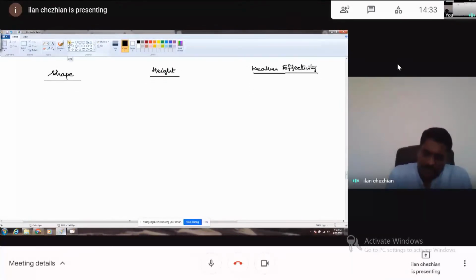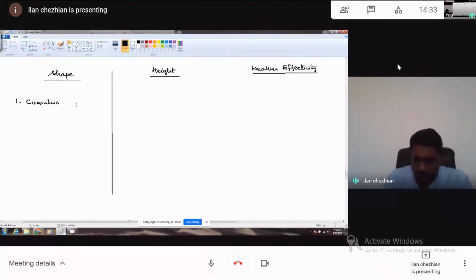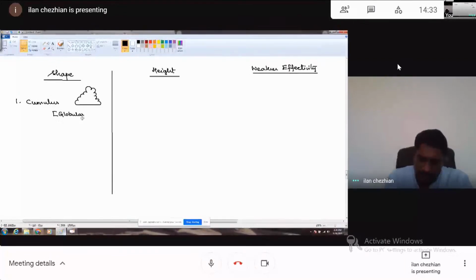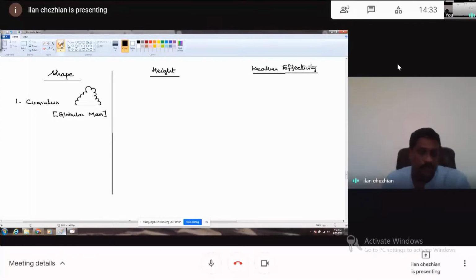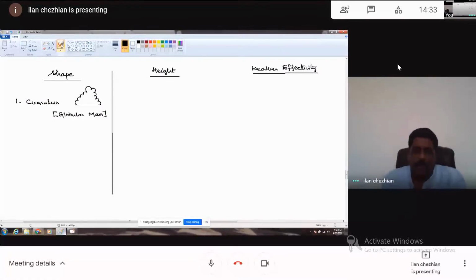Based on shape, my friend, you can classify clouds in three ways. Number one, we call them cumulus clouds. How exactly will a cumulus cloud look, my friend? It almost resembles a globular mass. This is the commonest representation of a cloud. A globular mass, my friend. When I say cloud, this is the image that comes in front of me. The commonest type of cloud is what?